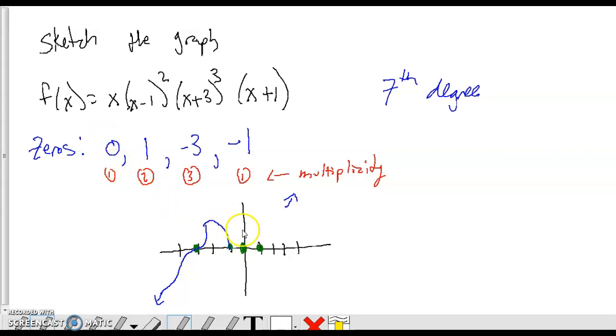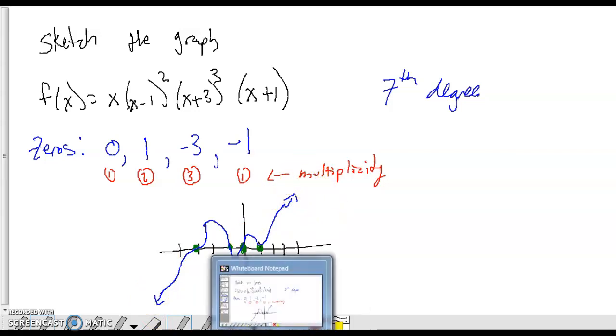So 0 has a multiplicity of 1. So again, I'm going to come through this point. And then 1 has a multiplicity of 2, so it's going to bounce off of it. So bounce, and then come right back up. Okay, so again, I can connect it to the arrows that I already created, or I don't have to.